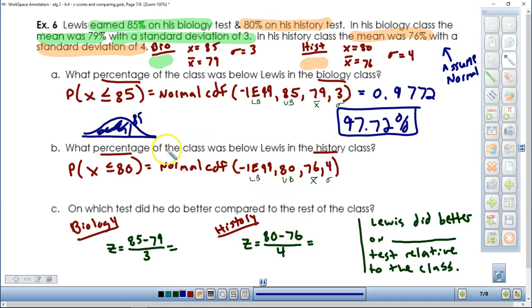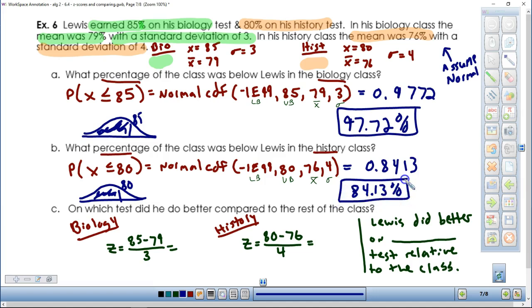We also want to know, well, what percentage of the class was below Lewis in history? We're going to do the same process, right? But this time we have a different test. We're looking to the left of 80 instead of 85. And we also have a new mean and a new standard deviation, but we're going to use that same normal CDF command to find the area under the curve, or the percentage. And this time we get 0.8413, which is 84.13% about rounded.